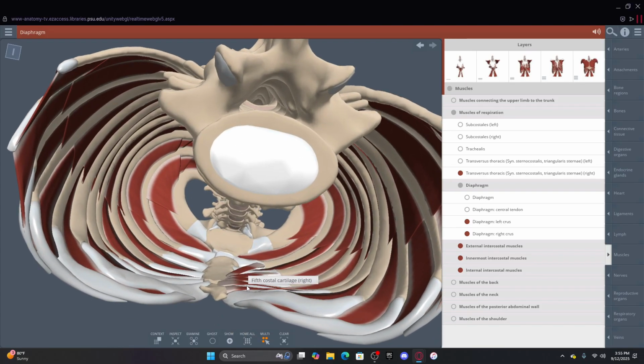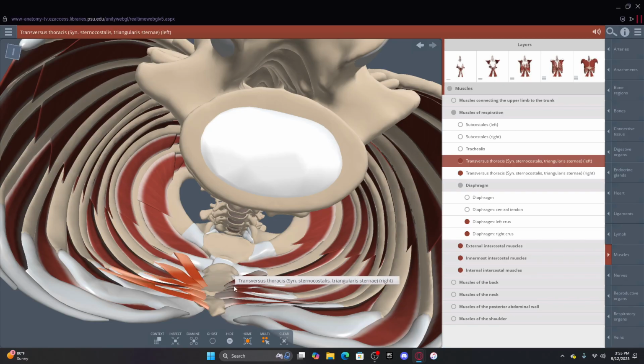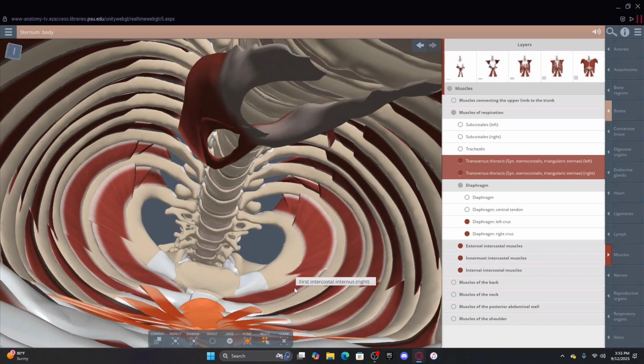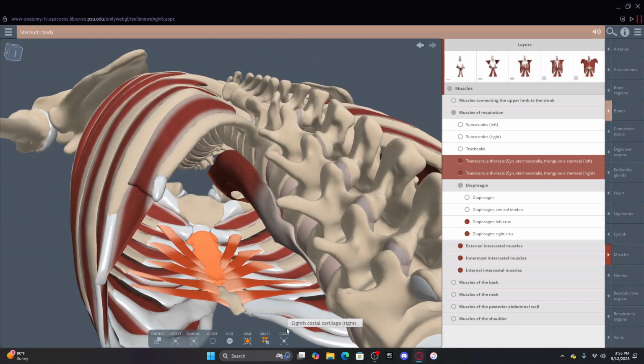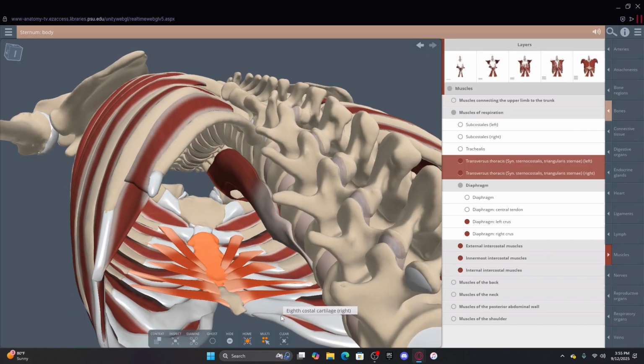So now I'm going to go into transverse thoracis. You see here, transverse thoracis. You can kind of see the shape, that flower-like shape. Transverse thoracis is on the interior side of the rib cage. Interior rib cage, right?